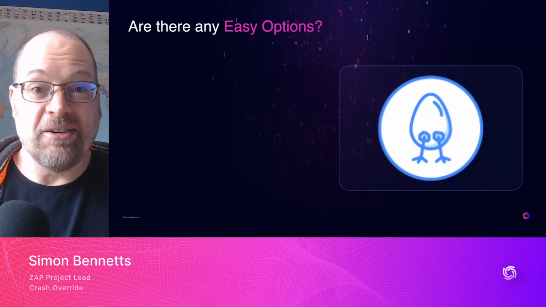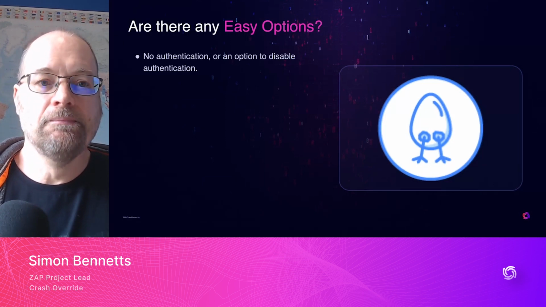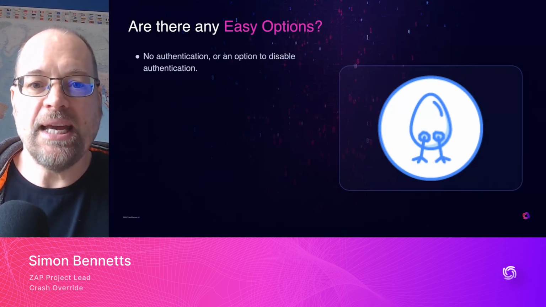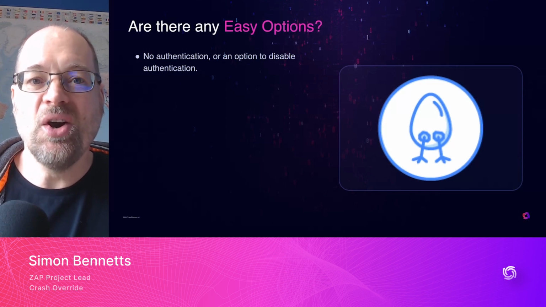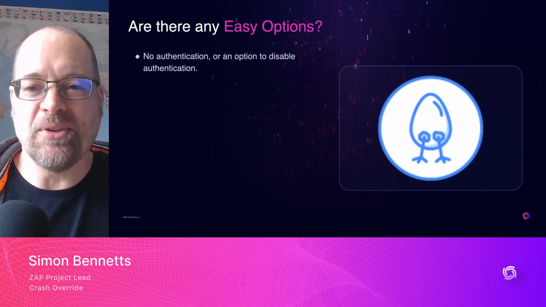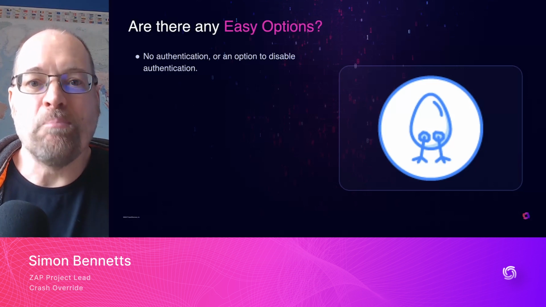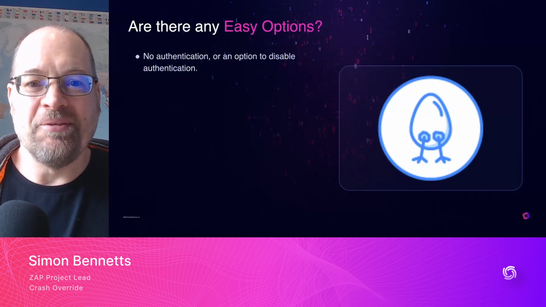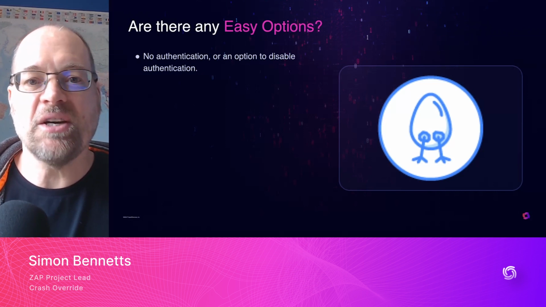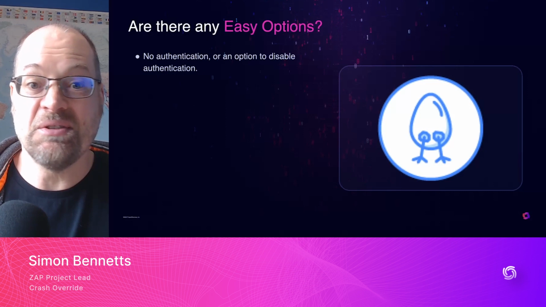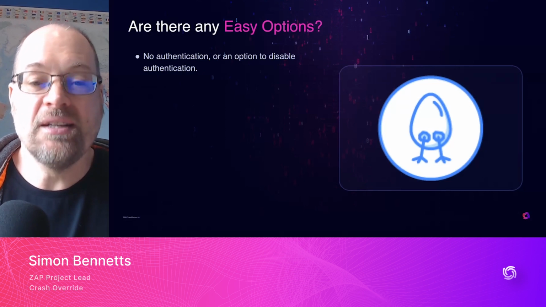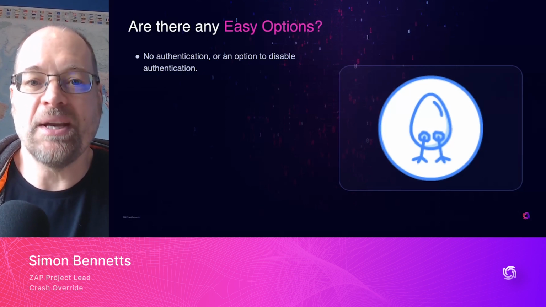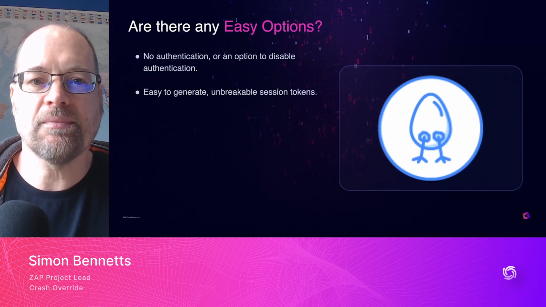Good news is there are some easy options. So first of all, if your app doesn't have authentication, or you've got an option to disable authentication, then do it. Make your life easier. Disable single sign-on, keep it as simple as possible. And if you don't need to use authentication, if you don't need to configure ZAP to handle authentication, don't bother. It's not needed. Don't go down that route. Don't make things complicated for yourself.